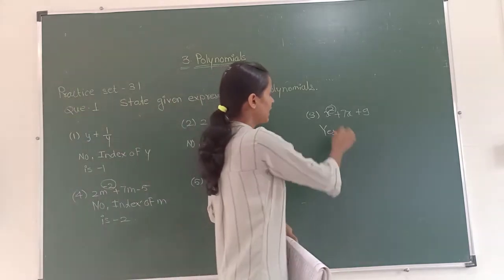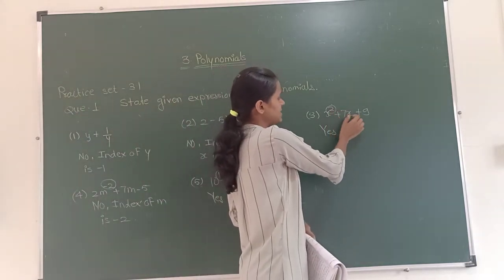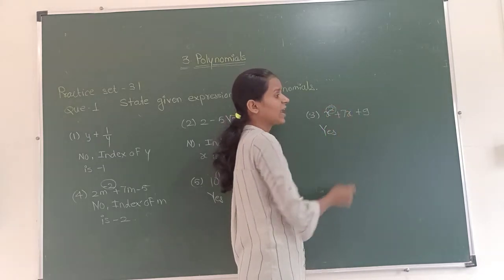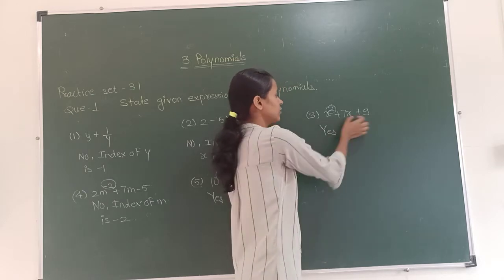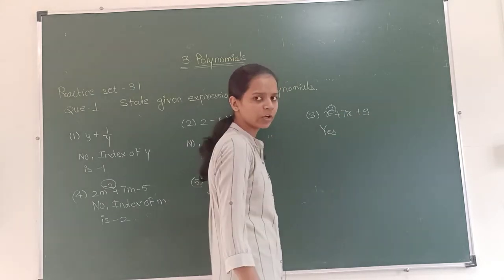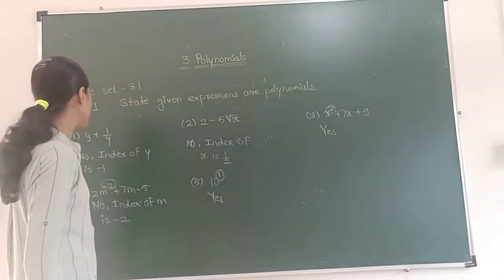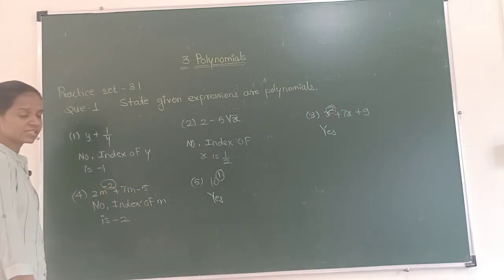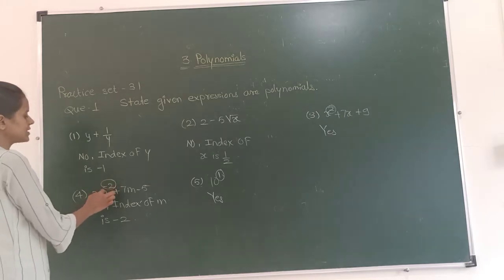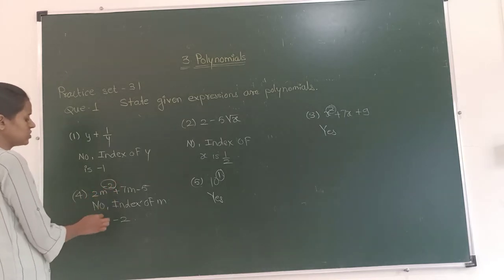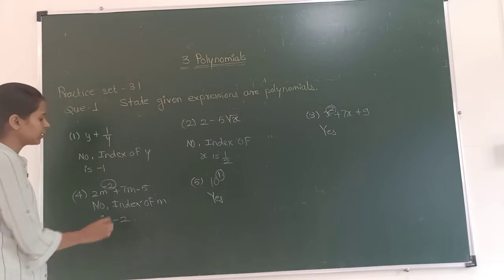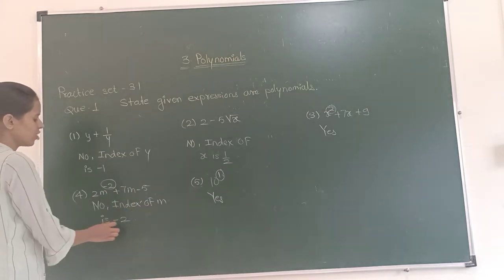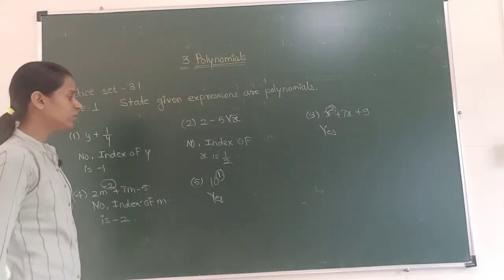Third one, see, x square plus 7x plus 9. You can see the power of the variable is 2, whereas 2 is a whole number. Therefore, this algebraic expression is a polynomial. Yes, it is a polynomial. See this one, 2m raised to minus 2 plus 7m minus 5. If you notice the power, it is minus 2. Minus 2 is not a whole number. Therefore, this expression is not a polynomial, because the index of m is minus 2 and minus 2 is not a whole number.